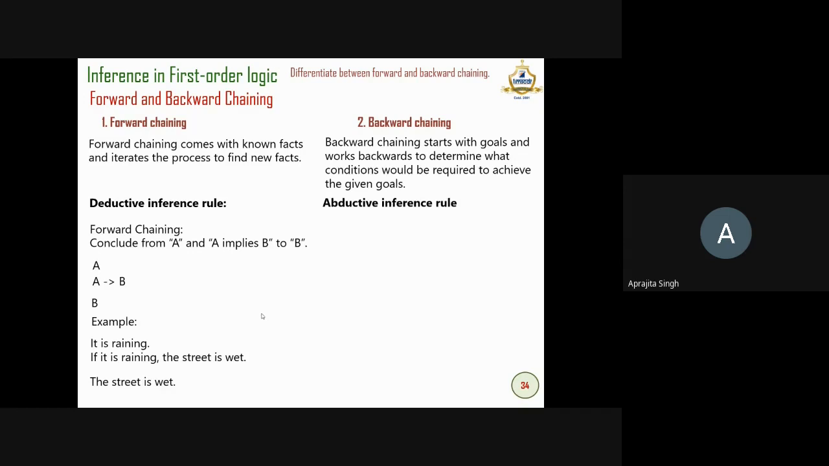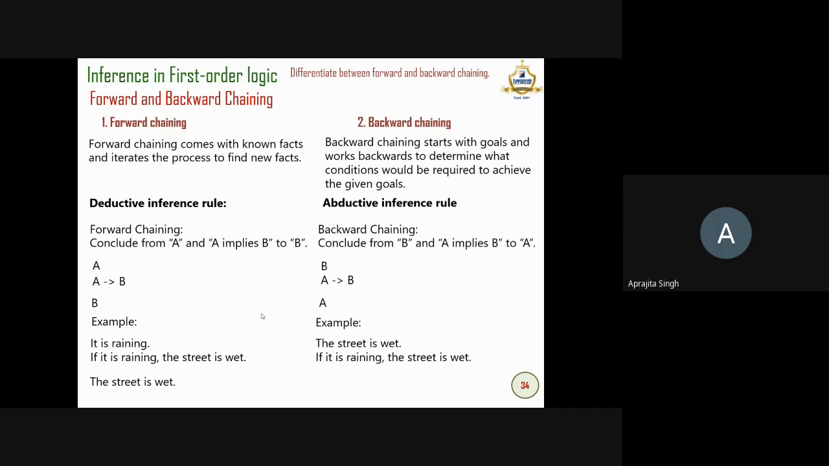The abductive inference rules go by backward chaining. Here, if the street is wet, we are starting from the goal. That the street is wet is what is known to you. Now you go backwards through the rules to find what conditions lead to the street being wet. If it is raining, the street is wet, so it is raining.